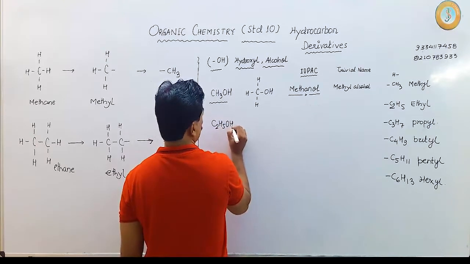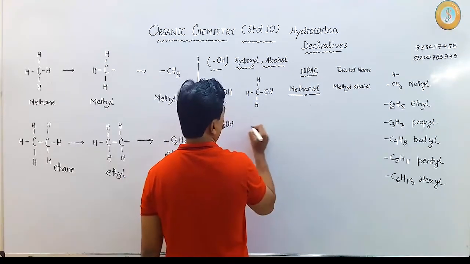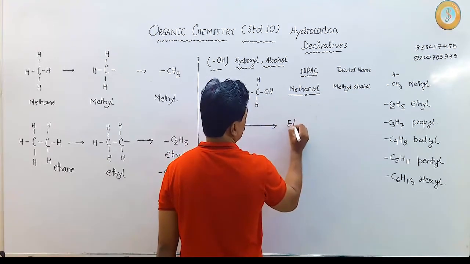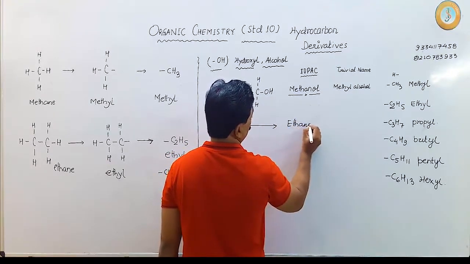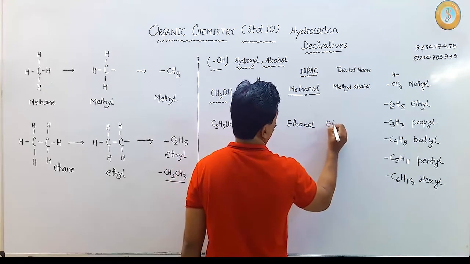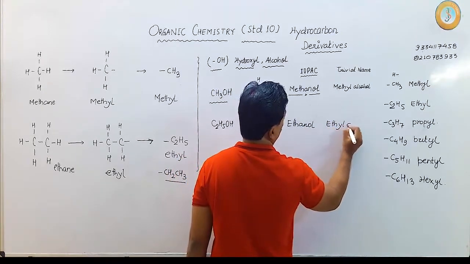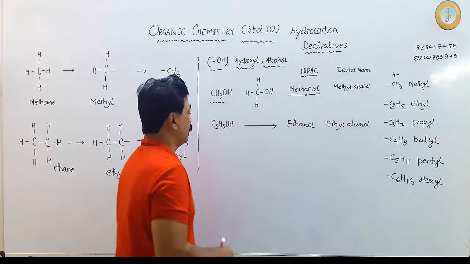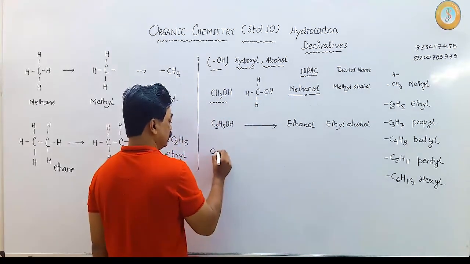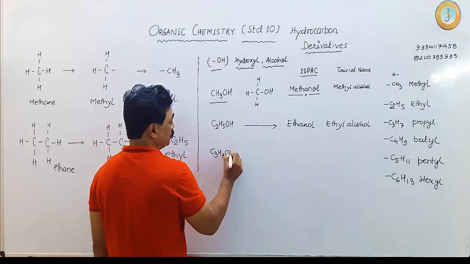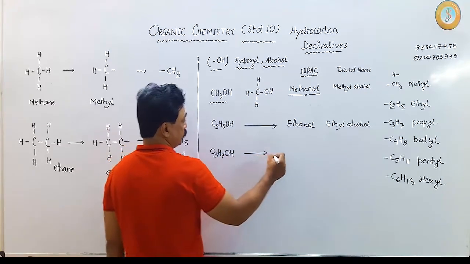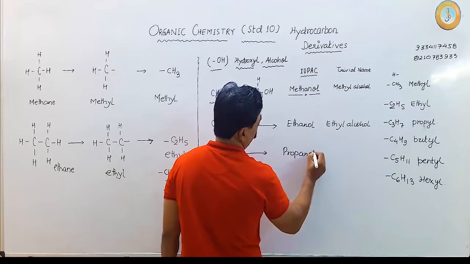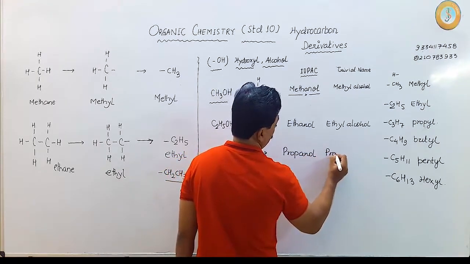C2H5OH. So this will become, and now I don't want to write the structural formula because you know how to write. Next one is ethanol in IUPAC name, and ethyl alcohol. Very significant. Now the next one will be C3H7OH. So this becomes propanol, and this becomes propyl alcohol.